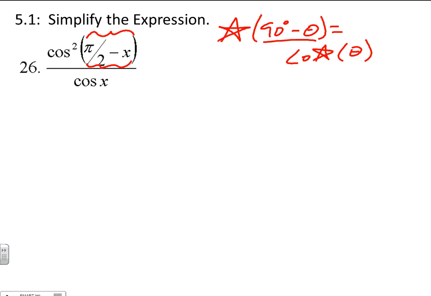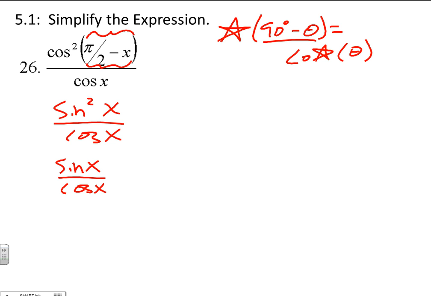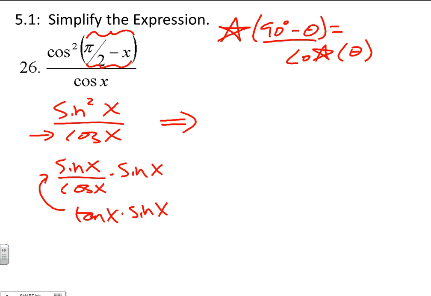So cosine squared of pi on 2 minus x is sine squared of plain old x on cosine of x. Okay, now perhaps we have 2 different options here. I could turn this into sine of x on cosine of x times another sine of x, giving me tangent of x times sine of x. If I try to turn tangent back into sines and cosines, now I'm just playing trigonometric ping pong. Other option would be, well, the only thing better than getting things in terms of sines and cosines would be getting things in terms of just one trig function.